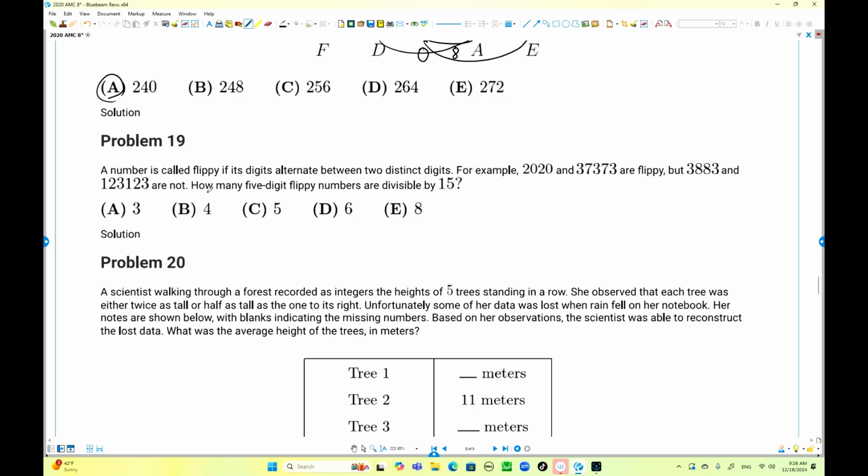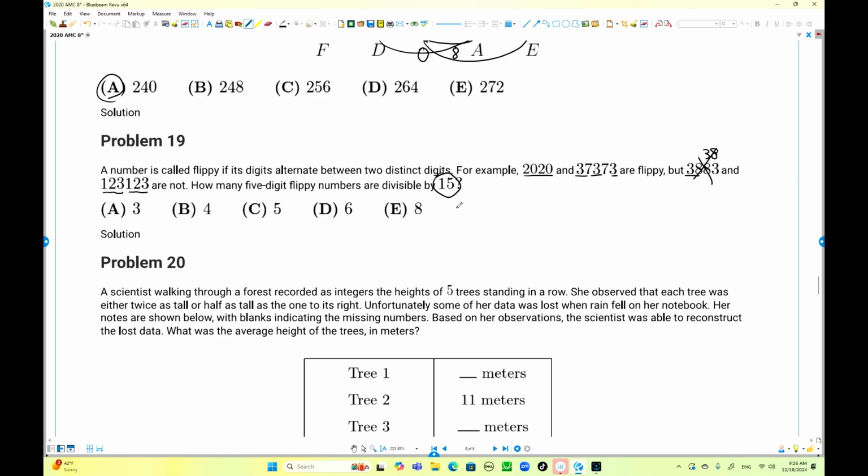And the next one, the number is called floppy. Okay, it looks like this. Alternate. 2020. 37373, it's okay. 3883, no. 3838 is floppy. This is not. This is a 3-digit repeating, right? That is not floppy. So how many 5-digit floppy numbers are divisible by 15?